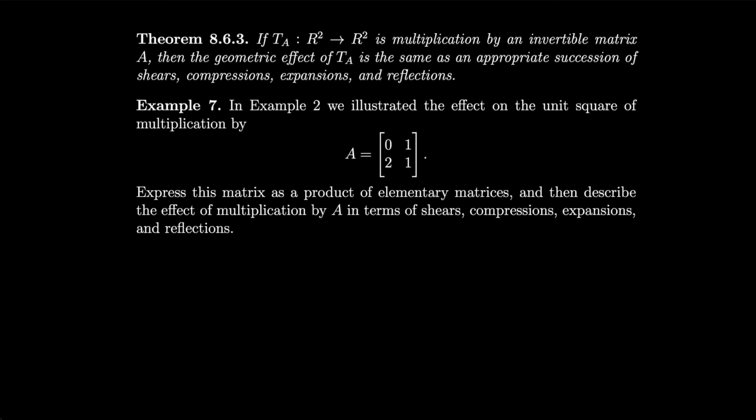In example 2, we illustrated the effect on the unit square of multiplication by this matrix A. Let's express this matrix as a product of elementary matrices and then describe the effect of multiplication by A in terms of shears, compressions, expansions, and reflections.